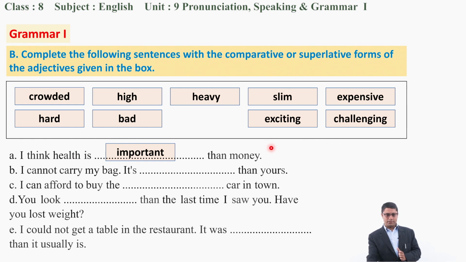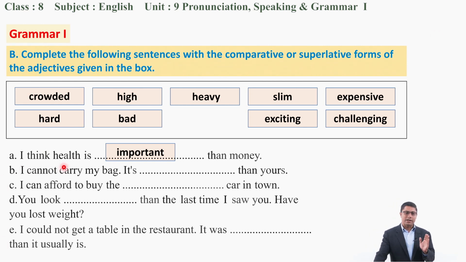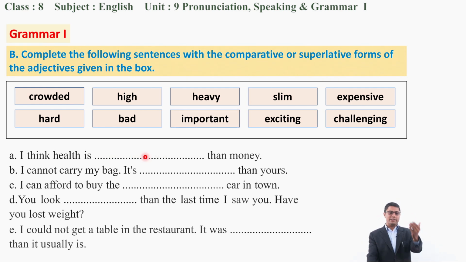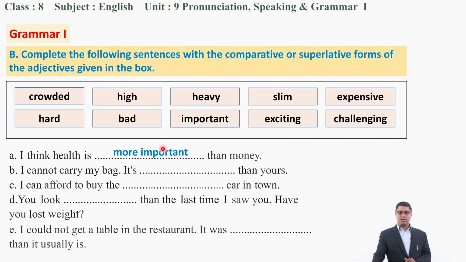Comparative or superlative? Yes, we need to use comparative because we are comparing two things here. What are the two things we are comparing? Okay, very good. We are comparing health and money. These are the two things. That's why we need comparative. That's why let's send this important back. Now let's use the comparative degree of important. What is the comparative degree? Very good. More important. Very good.